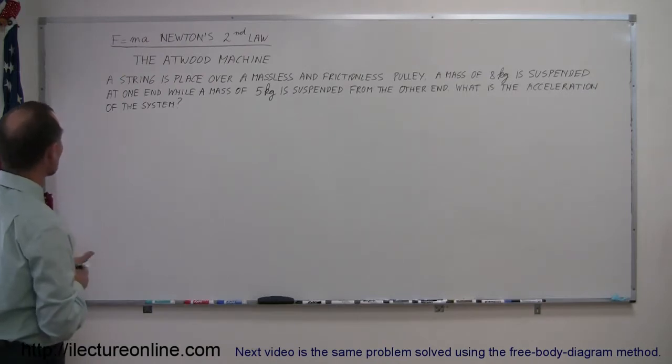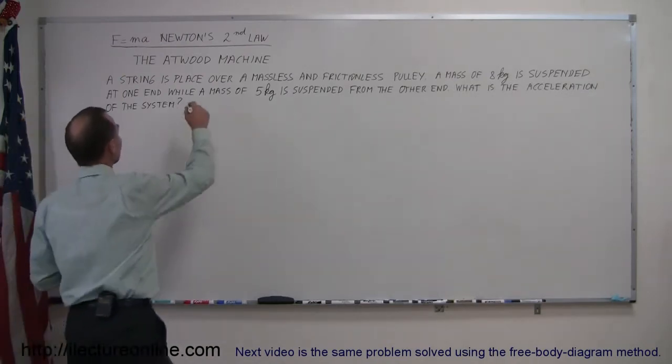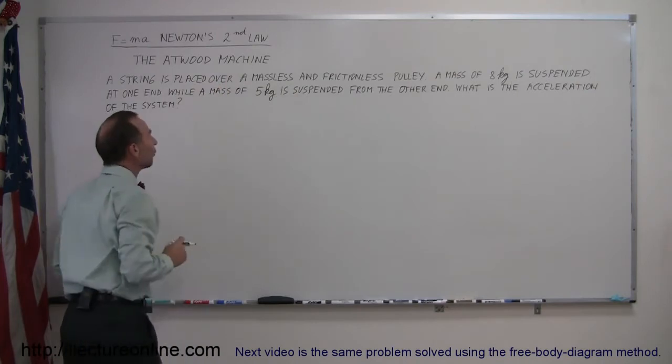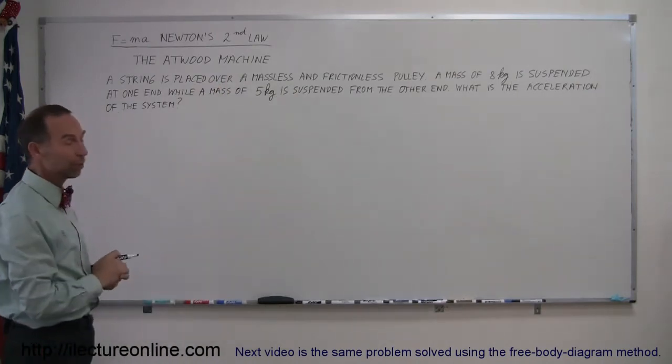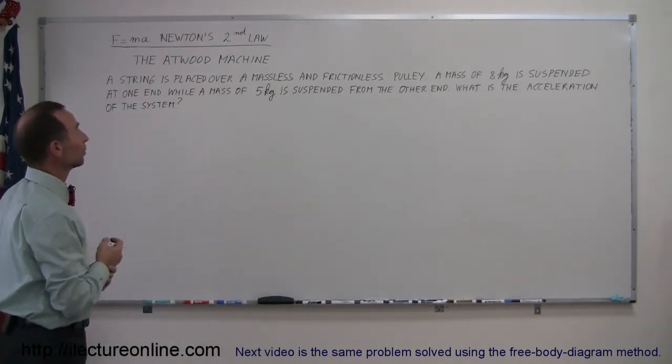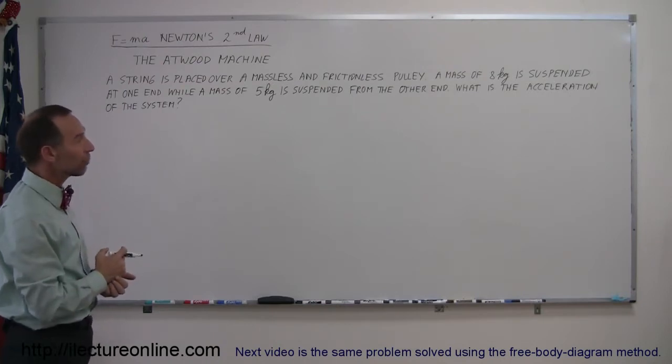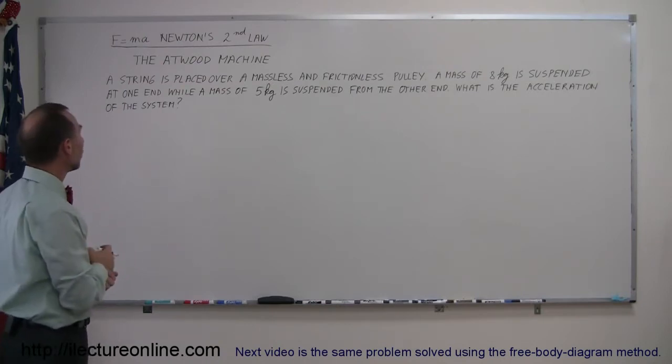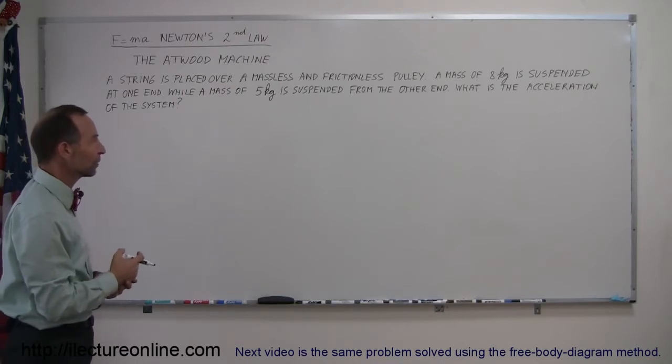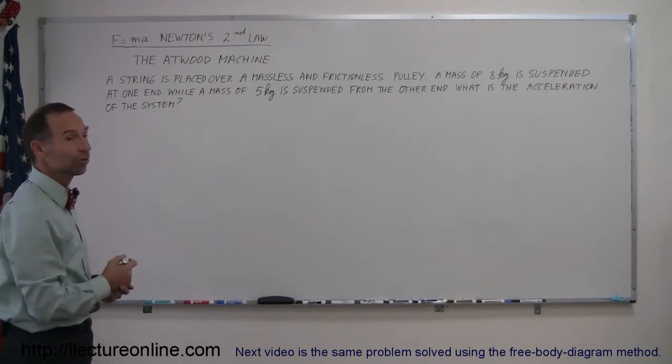It says here that a string is placed over a massless and frictionless pulley, also known as an Atwood machine. A mass of 8 kilograms is suspended at one end, while a mass of 5 kilograms is suspended from the other end. What is the acceleration of the system?